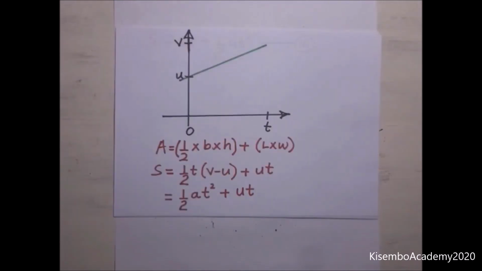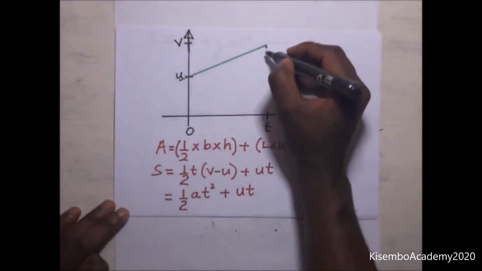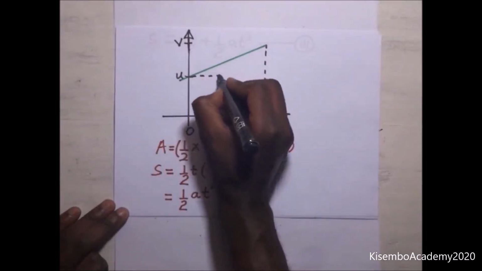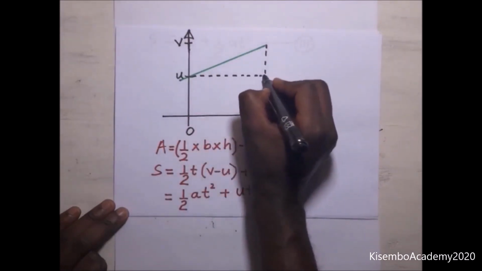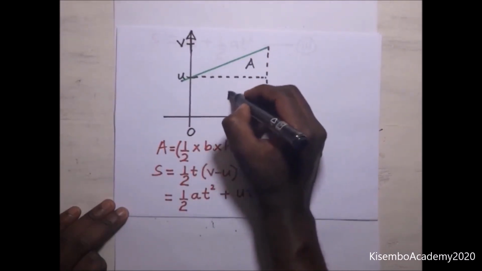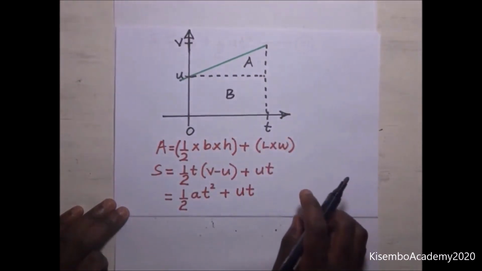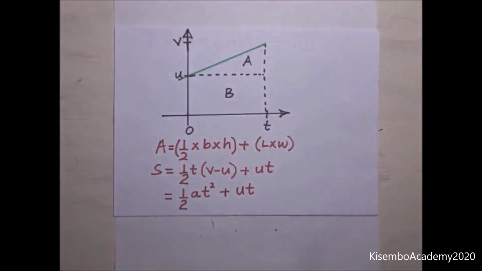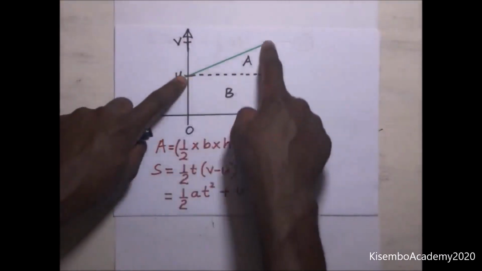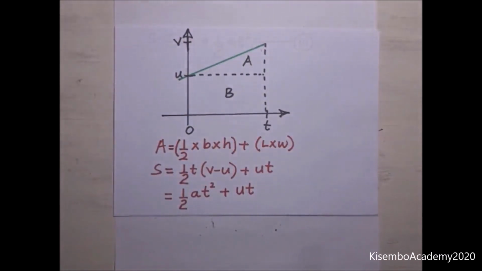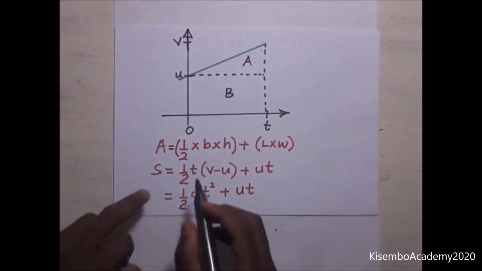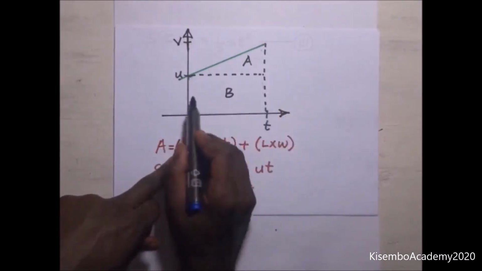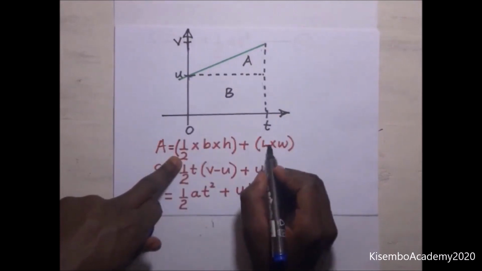So here is how we are going to do it. We are going to get the area under this graph, but we are going to divide it like that. So we have area A and area B. The area of this first portion, our value A, is a triangle, and we know that the formula for the area of a triangle is a half times base times height, plus the area of the rectangle, which is length times width.